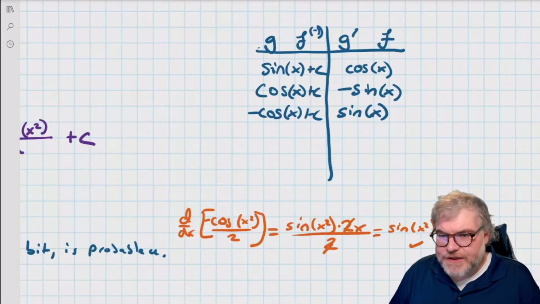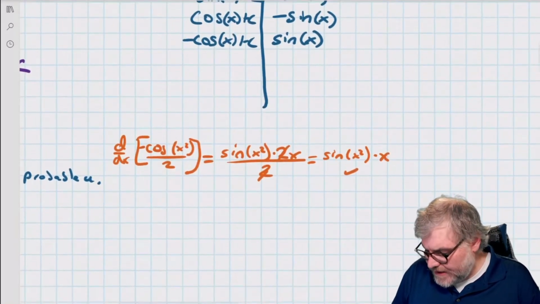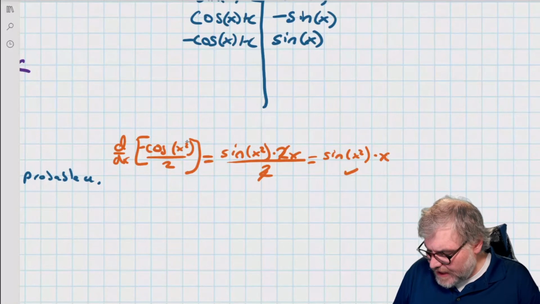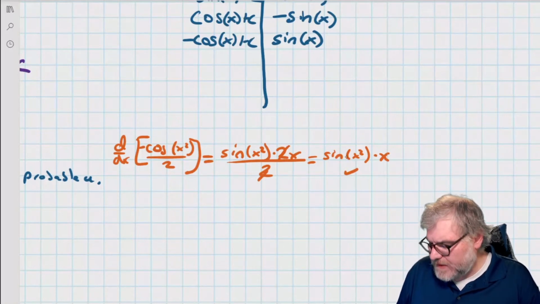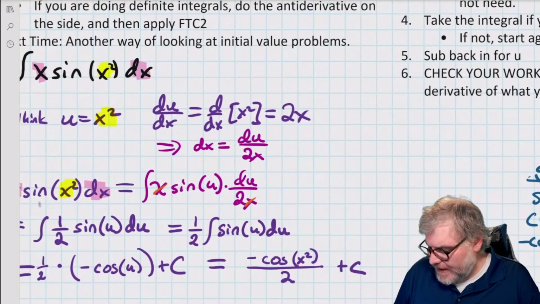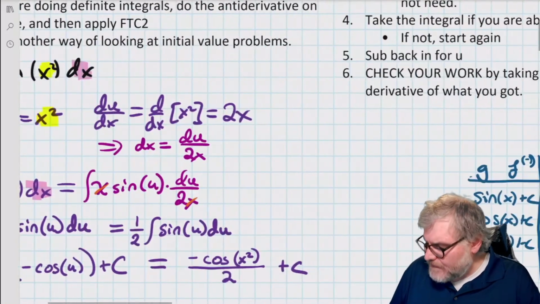So now I'm going to take the derivative to check. I'm going to take d over dx of negative cosine of x squared over 2. I'm going to get sine of x squared. I've got a chain in here, so I'm going to get a 2x hanging around. And then I'm going to wind up with sine of x squared times x, which was the thing I started with. Okay, so I'm going to check myself. And that's basically what we do.